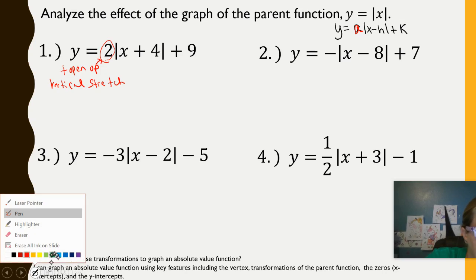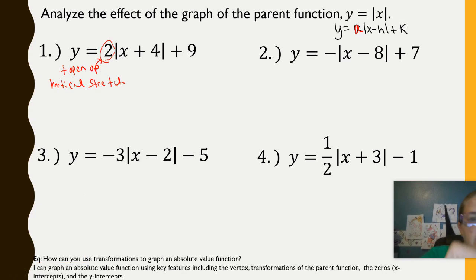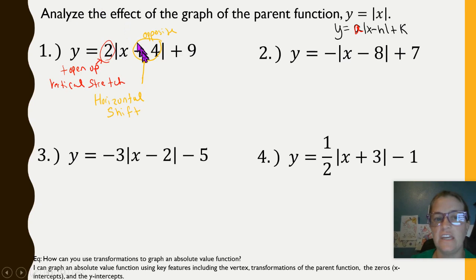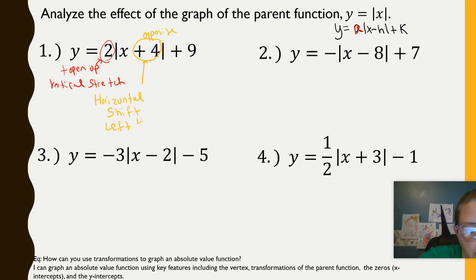All right, what happens with this number now? Let's use orange. Remember, the number in with the X moves on the X-axis. And it's always the opposite. So that one means it's going to be a horizontal shift, and it's going to be the opposite. You would think it goes right because it's positive, but it actually goes left. Only in with the X.